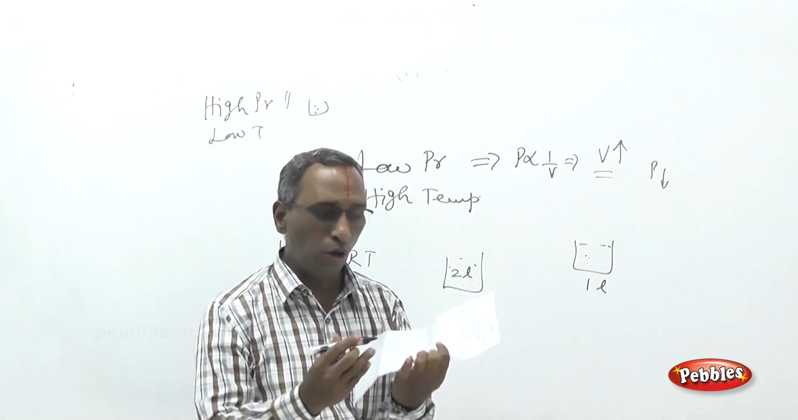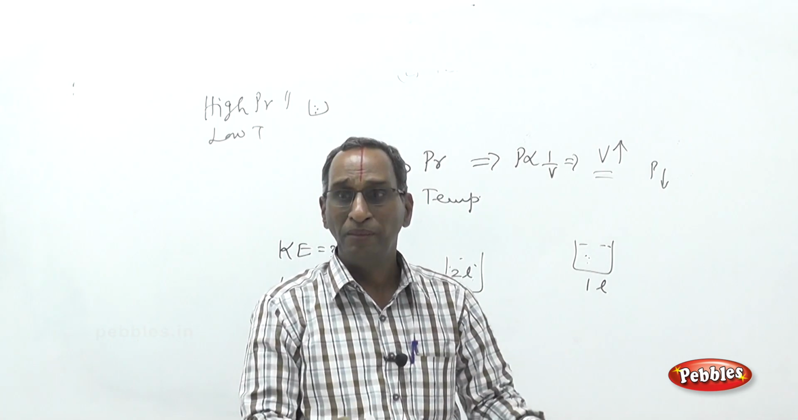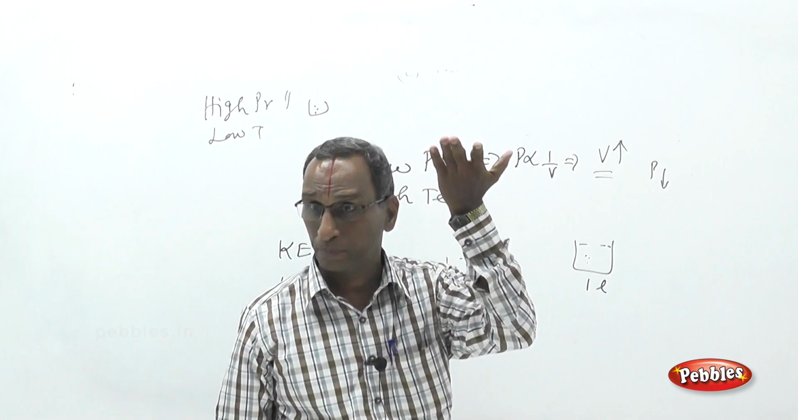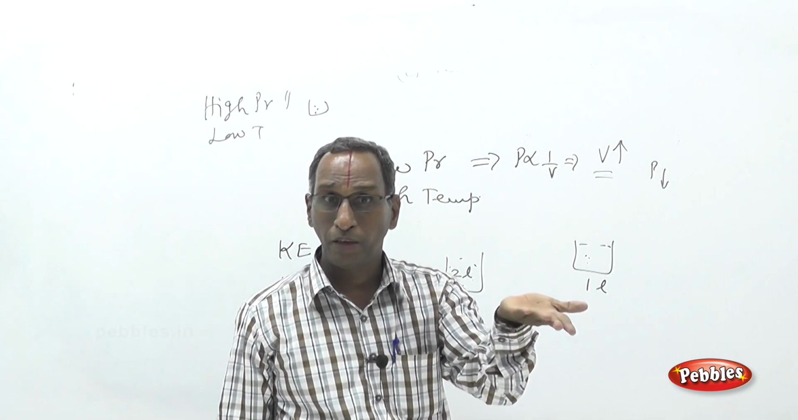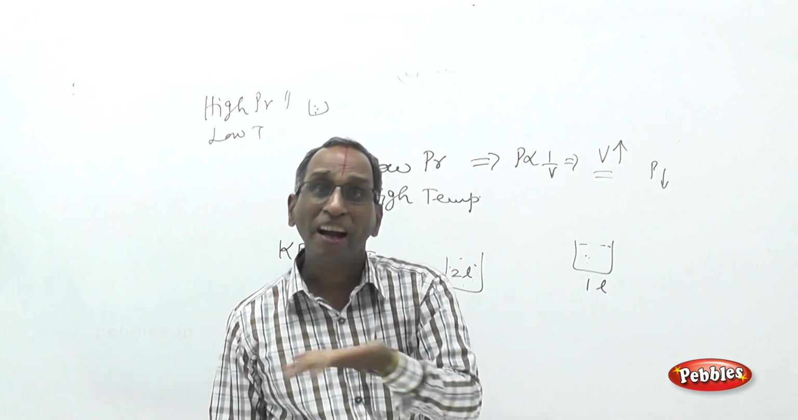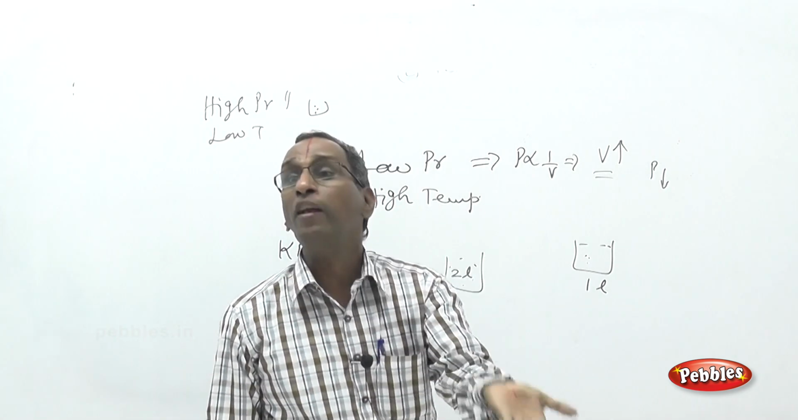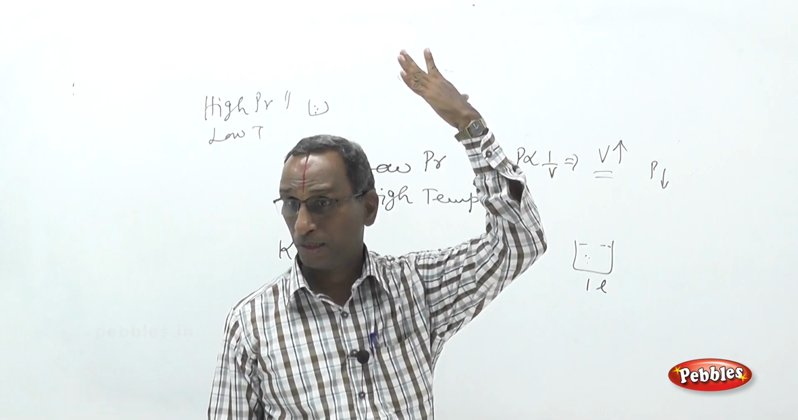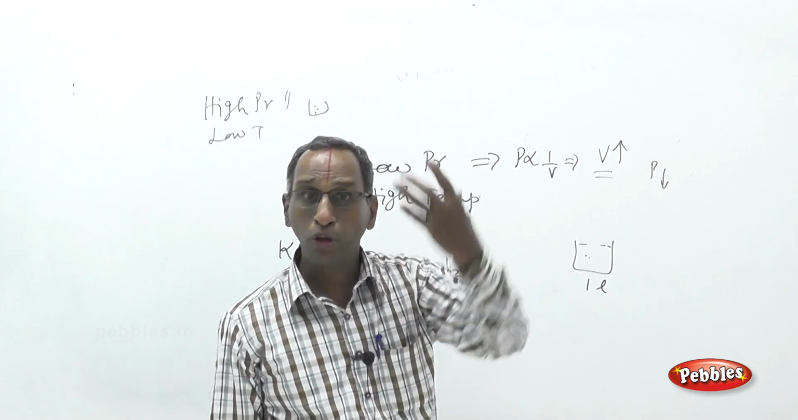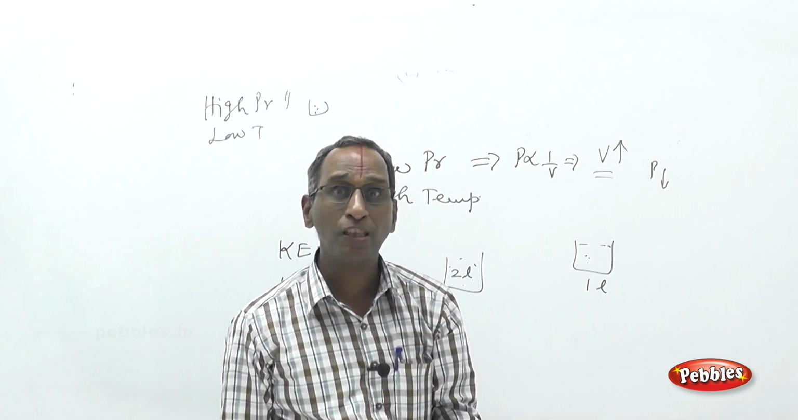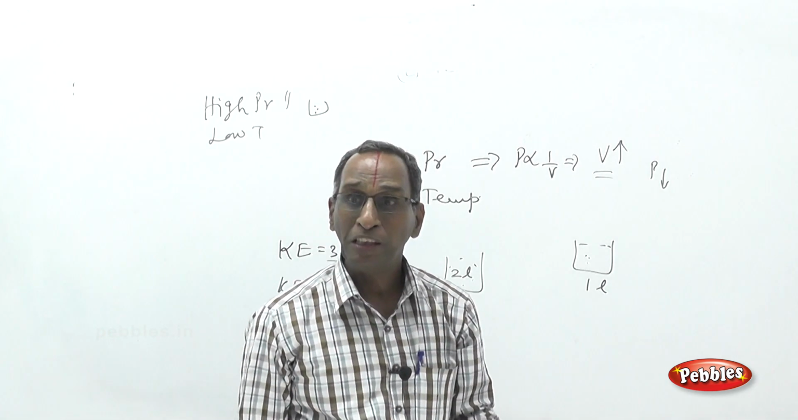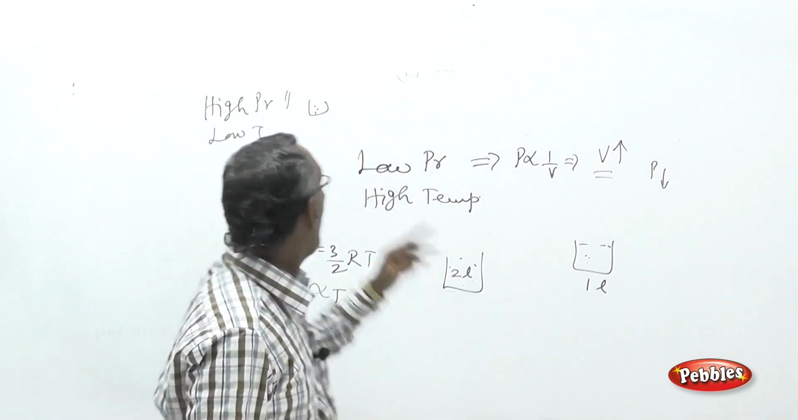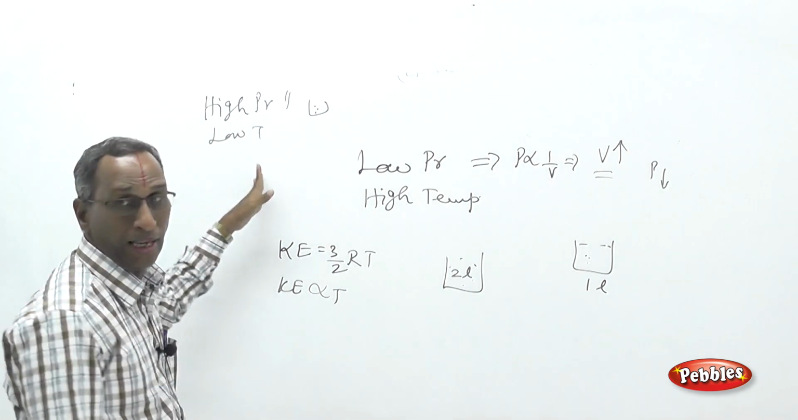If the volume is very low, molecules are brought closer. If the molecules are brought closer, intermolecular forces are greater. Even in physics we have studied, F is inversely proportional to the square of the distance. If the molecules are brought closer, the force increases, so molecules cannot move freely, which means it lacks ideality. So at high pressure it will not behave ideally.